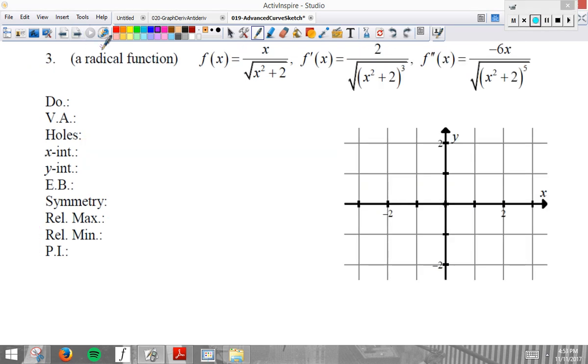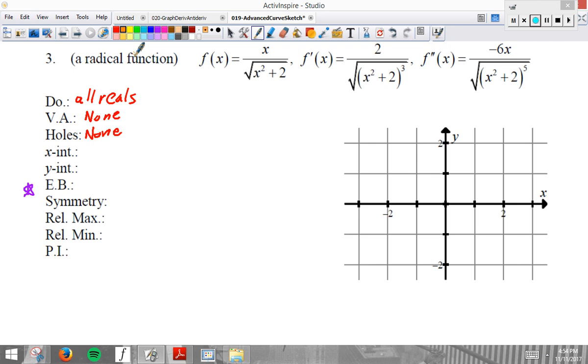Last, a radical function. Again, all this stuff is given. Radical functions, you always want to be aware of weird end behavior, ladies and gentlemen. Here we go. Domain restrictions. None. This guy is wonderful. There's no way to get a negative inside this radical. There's no way to get a 0 inside this radical. So there's no way to get a 0 in the bottom. All reals. So that means no vertical asymptotes, no holes.